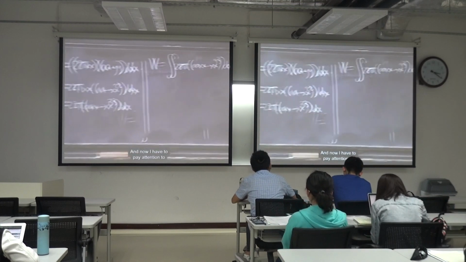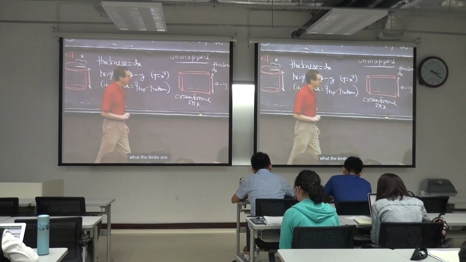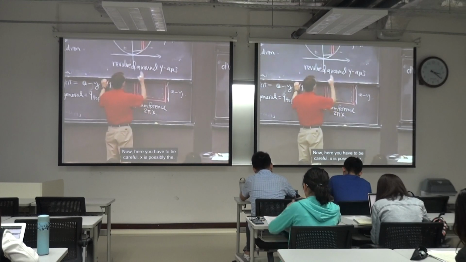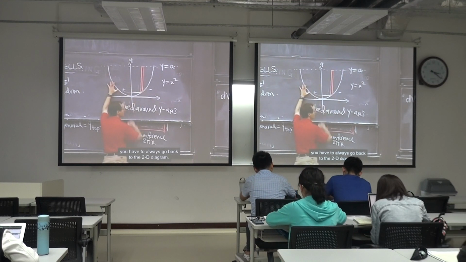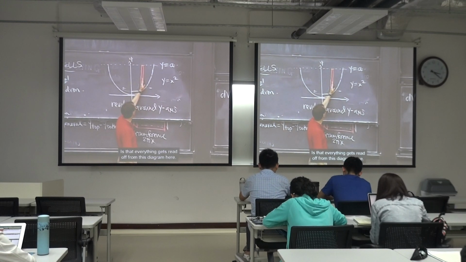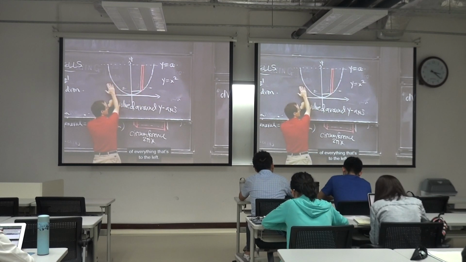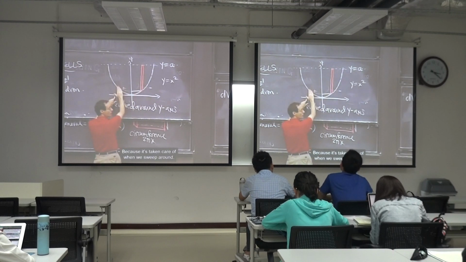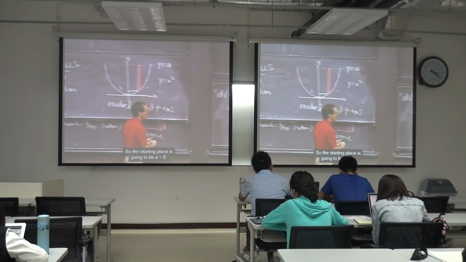And now I have to pay attention to what the limits are. Now, here you have to be careful. You have to always go back to the 2D diagram. I went to it immediately, but that's the whole point, that everything gets read off from this diagram here. When you take this guy and you sweep it around, you take care of everything that's to the left. So we only have to count what's to the right. We don't have to count anything over here because it's taken care of when we sweep around. So the starting place is going to be x equals 0. That's where we start.